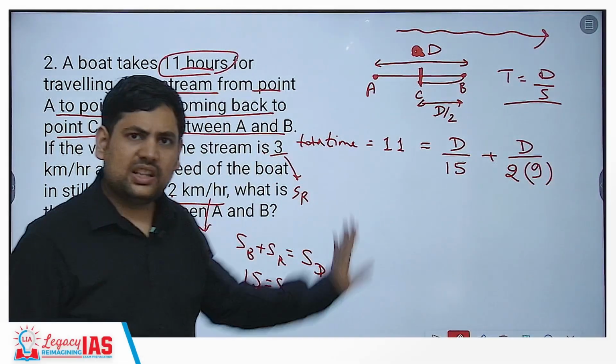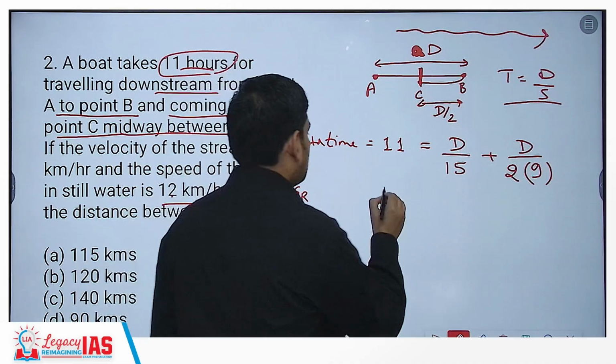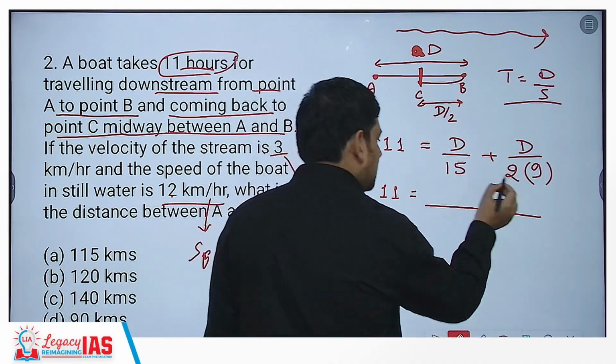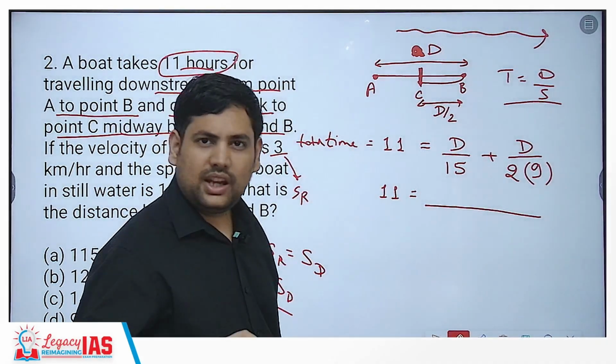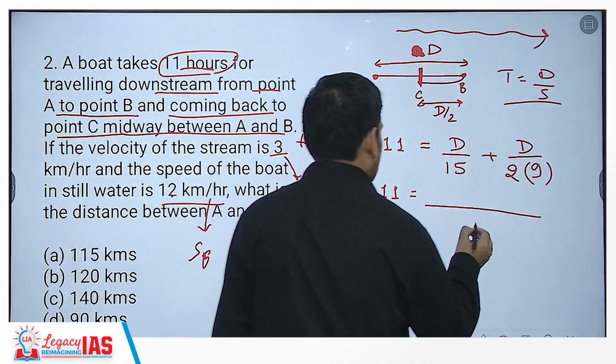Correct? This is an easy equation. Now you can finally solve for d. So this will come out to be 11. This will be equal to, now this is 15 and this is 18. 18 and 15, what will be the LCM? 18 5s are 90 and 15 6s are also 90. So this comes out to be 90.